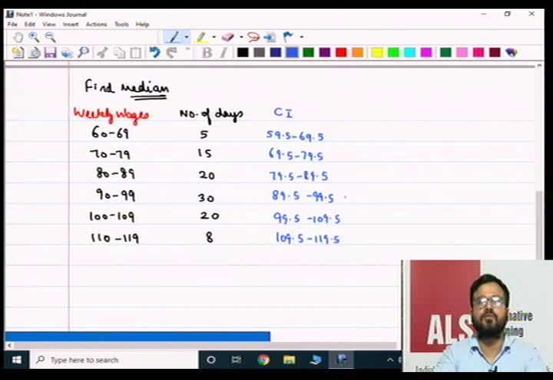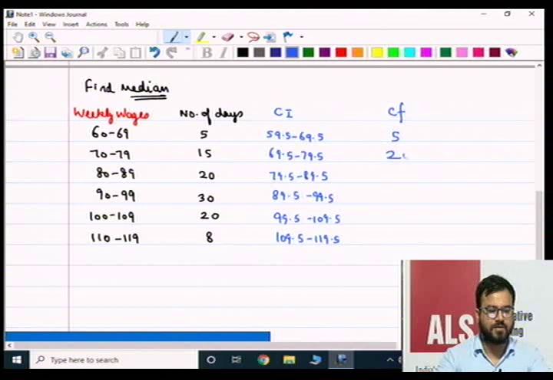Now we know that while finding the median we have to add the cumulative frequency of less than type. So cumulative frequency of less than type, that would be 5, then 5 plus 15, 20 plus 20, 40 plus 30, 70 plus 20 and 90 plus 8.